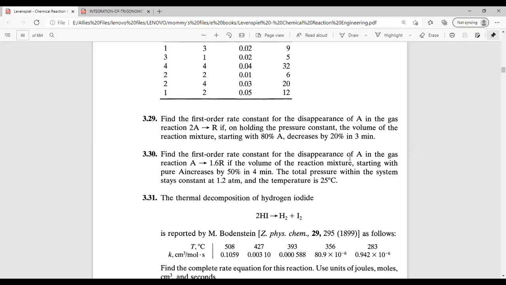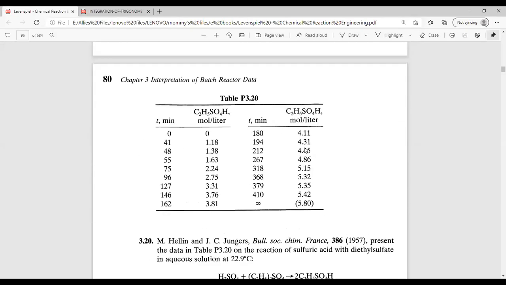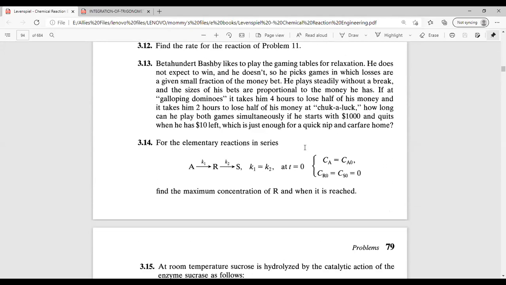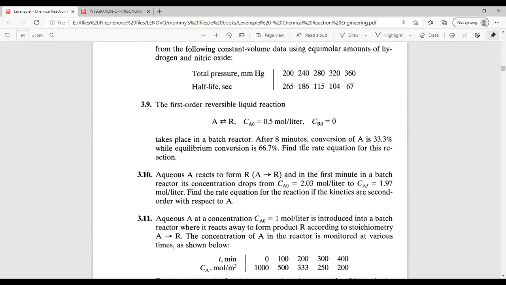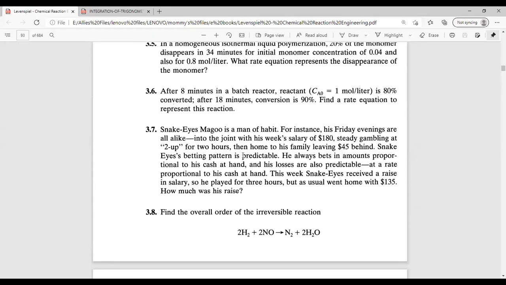Find the first order rate constant of the disappearance of A. These two are all gas phase reactions. Gas phase reactions are not all the time constant volume, but most of the time they are variable volume. So we cannot use this particular problem as a sample. We'll look for another set here. There's a change in the volume and we have not yet discussed that. Let's check whether we will have something here. This one is reversible, so we have not discussed that yet.